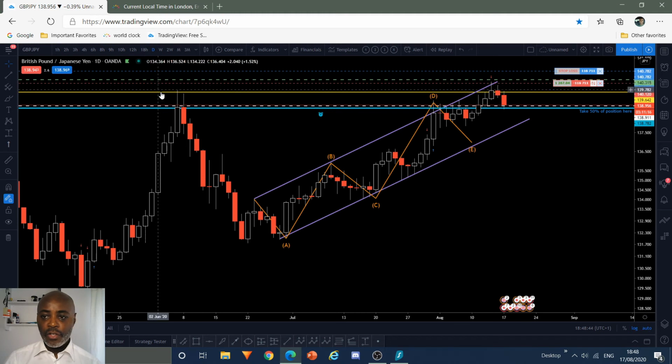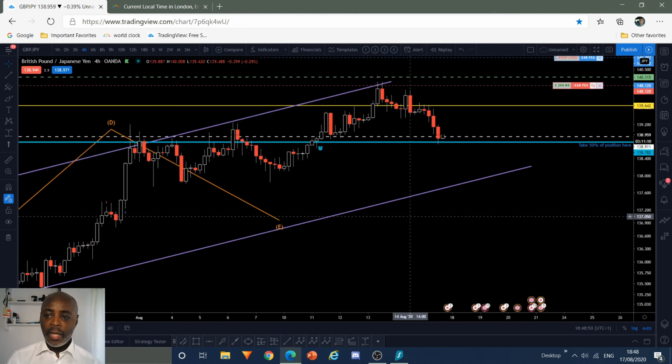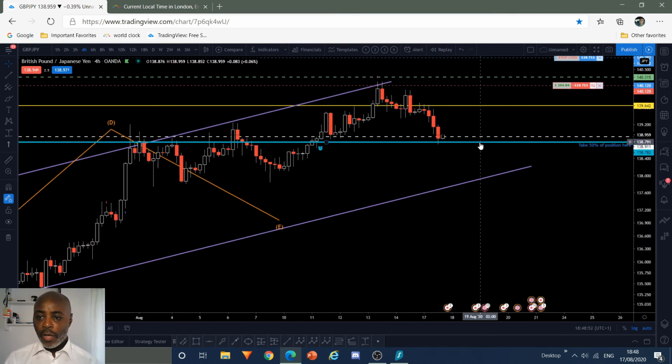Let me go down this time frame. Let's go down to the 4-hour chart and have a look at how it looks there. Okay, now if you remember, this blue line was the area that I was going to take 50% off of our position.